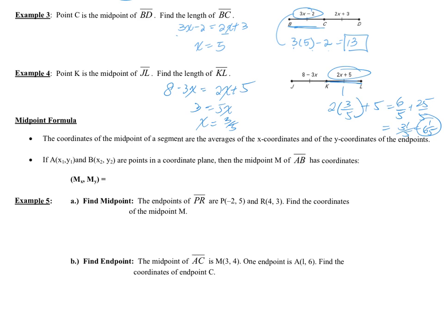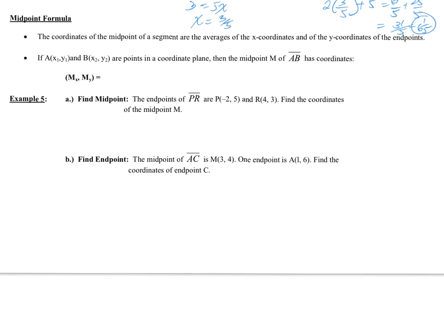Now, let's move on to the midpoint formula. The coordinates of the midpoint of a segment are the averages of the x-coordinates and the y-coordinates of the endpoints. So if we have point A, x1, y1, and point B, x2, y2, in the coordinate plane, then the midpoint M of AB has coordinates M sub x, M sub y, and the formula will be x1 plus x2 divided by 2. So they are the averages of the x coordinates. And the same thing goes for the y.